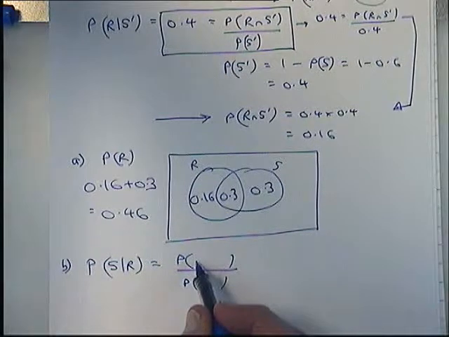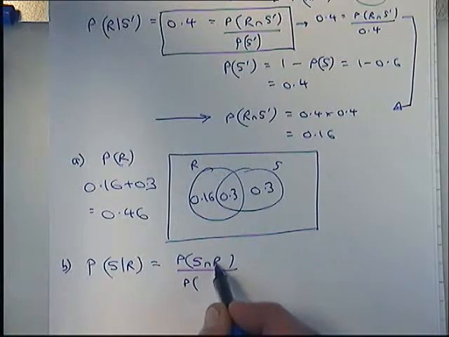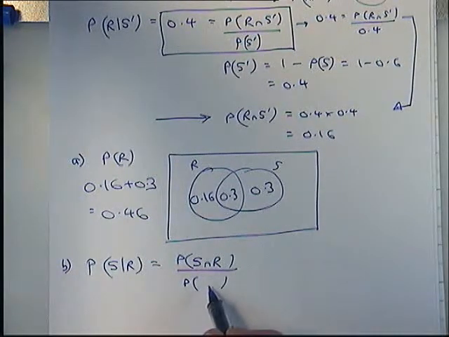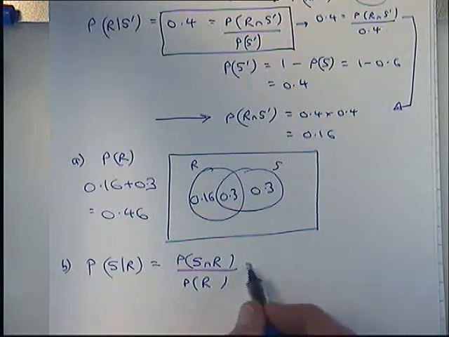Probability of S union. No, not union, the other one. Yep, S intersection R. And on the bottom? Probability of R. Yeah, that's right, okay. It's the intersection of them both on the top. It's the one after the line that goes on the bottom.